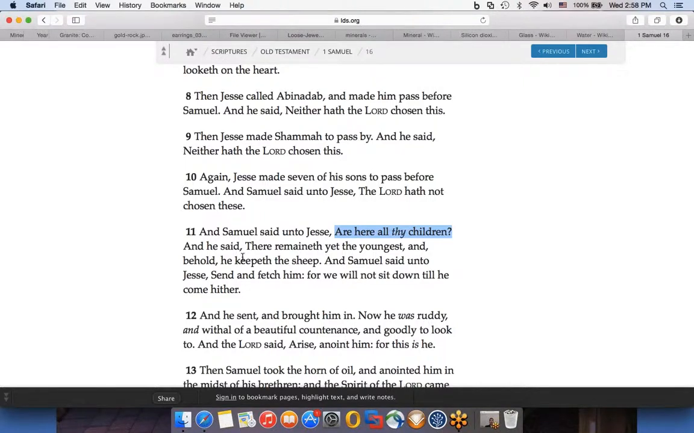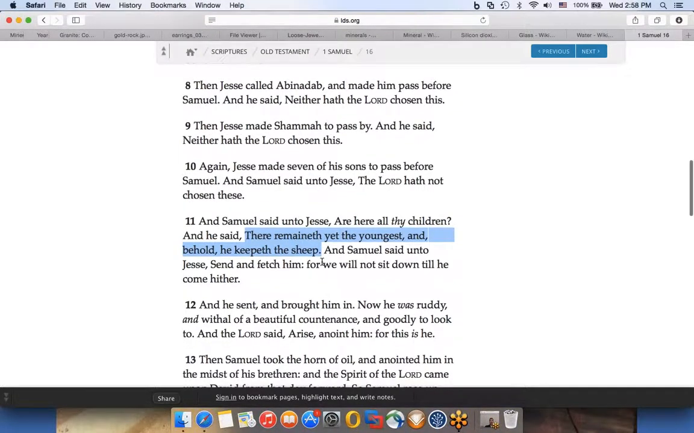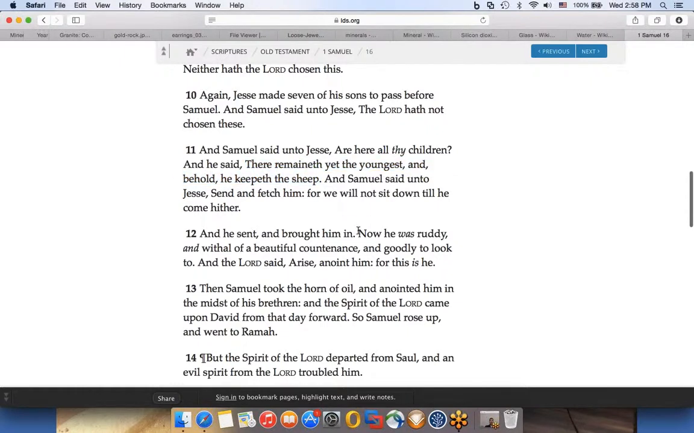And Jesse says, well, the youngest one is looking after the sheep. And so Samuel says, go and send for him. And so Samuel brings him, and he was ruddy and of a beautiful countenance and goodly to look to. And the Lord said, arise, anoint him, for this is he. And this is David. This is King David.